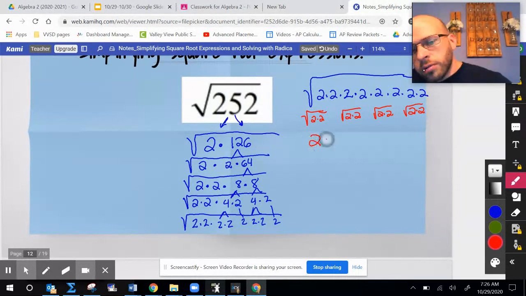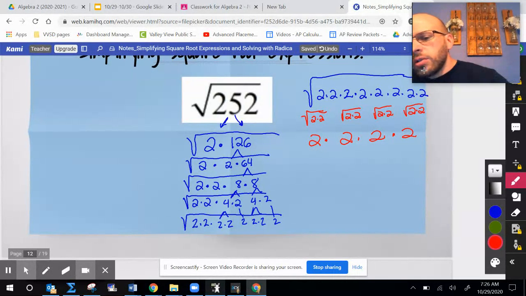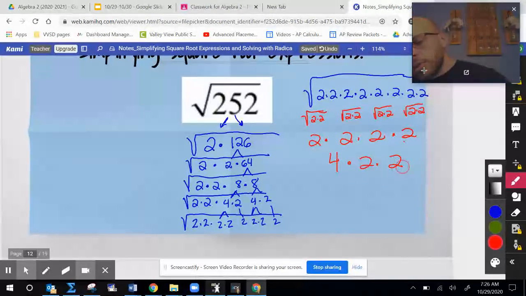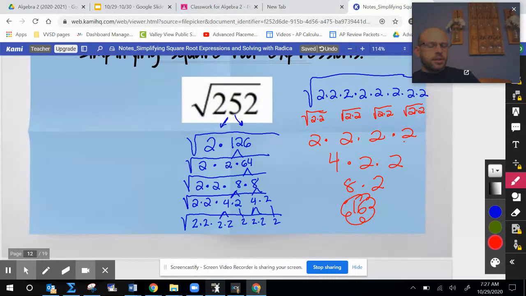So this is 2, 2. No radical needed, right? Because isn't that the property that we just learned? Now there's nothing left, which is kind of nice. So I can just do 2 times 2 times 2 times 2. So 2 times 2 is 4. Times 2 times 2, right? Then I get 8 times 2, which is 16. I get that for my answer.